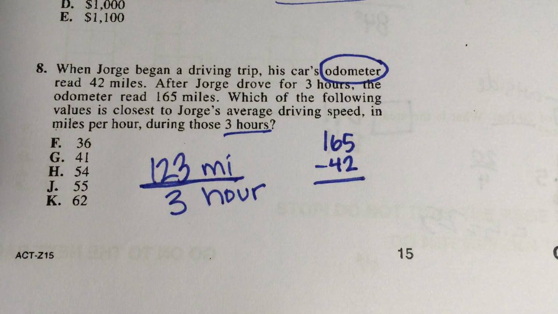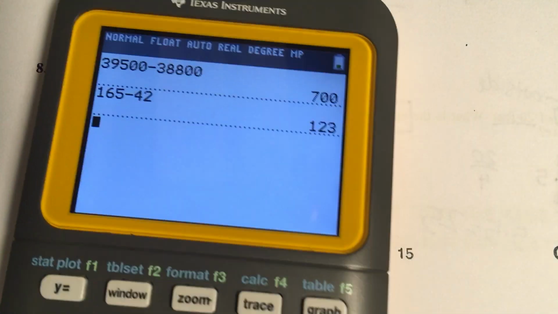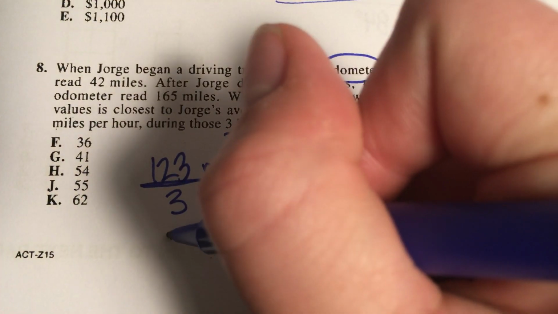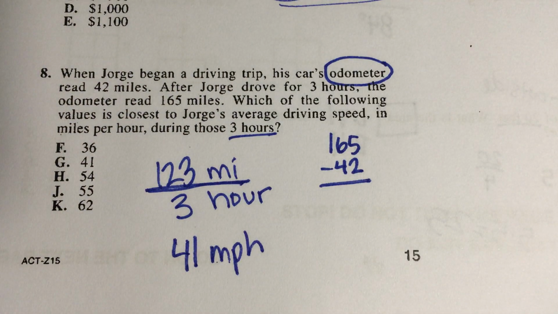123 miles in 3 hours. And we want to know miles per 1 hour. So I'm going to do 123 divided by 3. And I get 41. So I'd have 41 miles per hour. That's how fast he was going. So my answer is G.